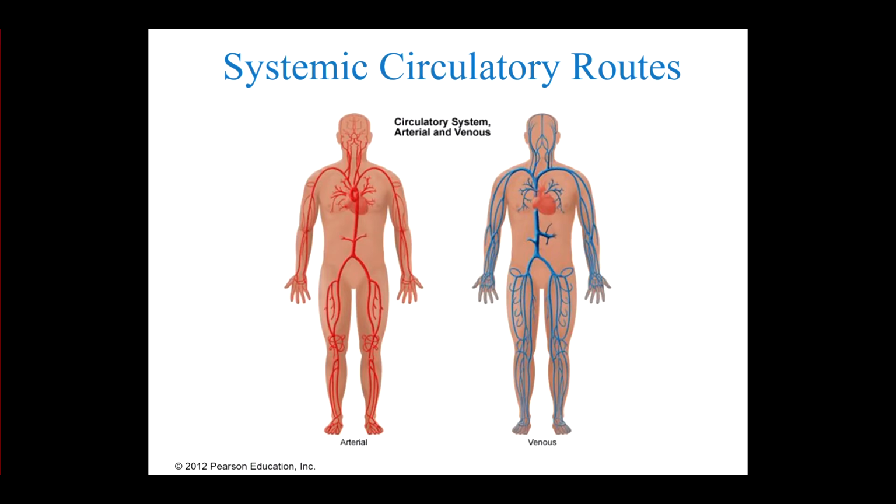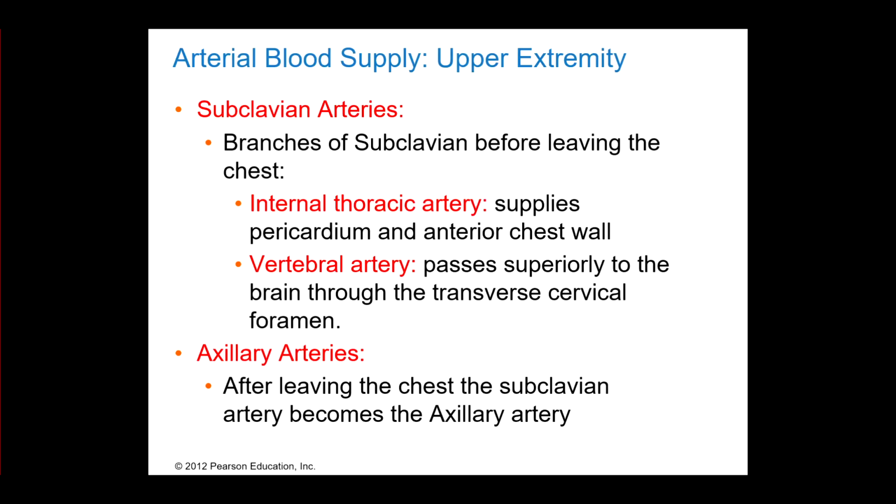In this lesson, we'll continue our discussion of the systemic circulatory system by taking a look at the blood vessels of the upper extremity. So the main feed of blood vessels into the upper limb is the subclavian artery.